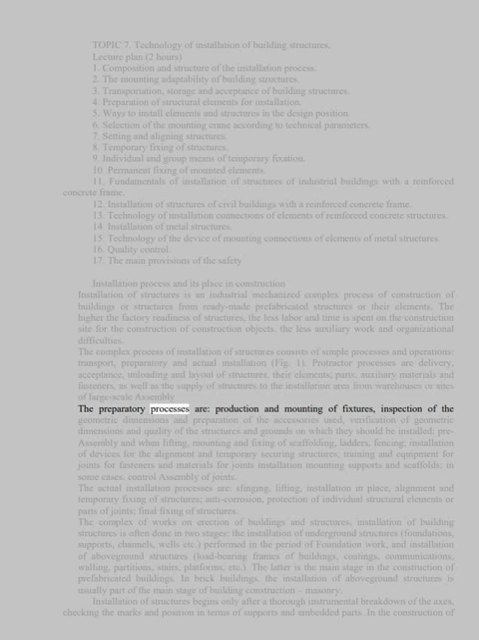The preparatory processes are production and mounting of fixtures, inspection of the geometric dimensions and preparation of the accessories used, verification of geometric dimensions and quality of the structures and grounds on which they should be installed, pre-assembly and, when lifting, mounting and fixing of scaffolding, ladders, fencing, installation of devices for the alignment and temporary securing of structures, preparation and equipment for joints, fasteners and materials for joints, installation of mounting supports and scaffolds, in some cases, control assembly of joints.